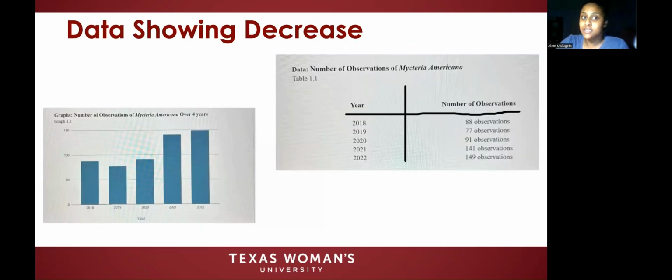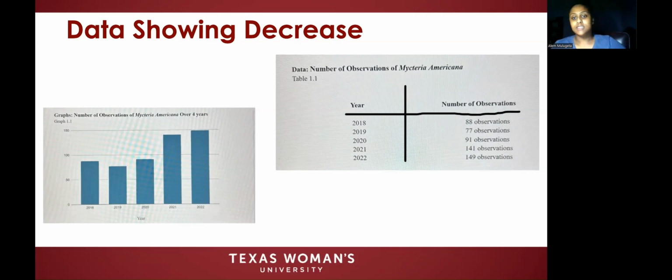So this is the data showing the decrease. Excuse this little drawing here. I wanted to make sure that I drew a chart here. You can see that in 2018, the number of observations was 88, and if we just jump to the year of 2022, the number of observations was 141.